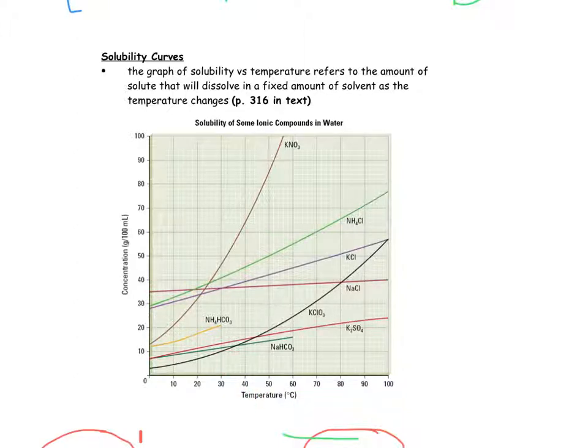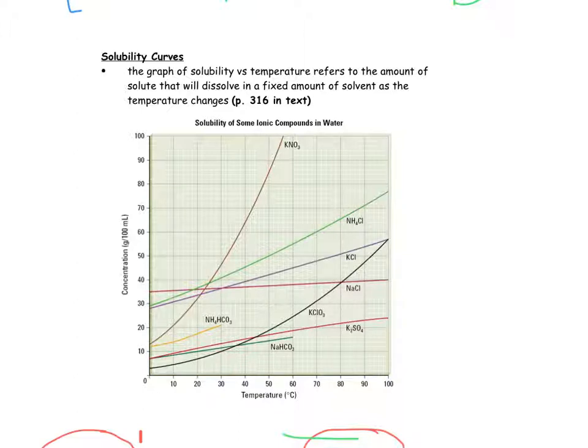As you can imagine, for most solids, as you increase the temperature of your solvent, usually that's water, in other words, the hotter the water, we can see a general trend here that the more solid we can dissolve. So for example, I'm going to use potassium nitrate. If I wanted to know, at 40 degrees Celsius, how much potassium nitrate could I expect to dissolve?